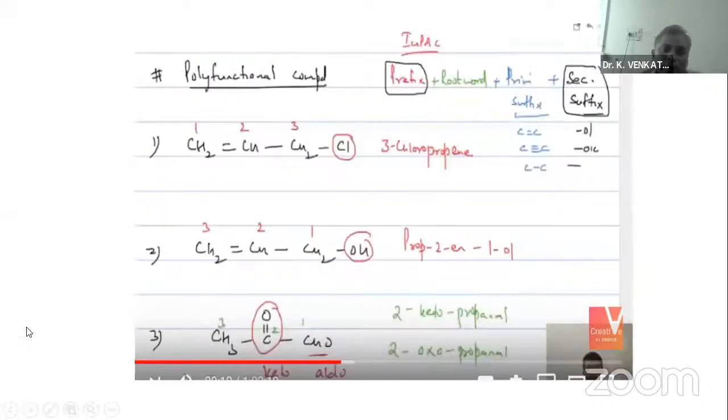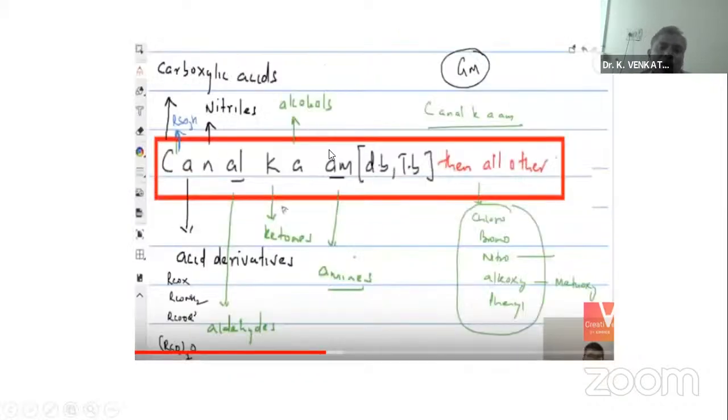So now we can name it: 2-keto propanal, or 2-oxopropanal, is also correct. Aldehyde means -al, OH means -ol. So 2-keto propanal or 2-oxopropanal is the correct answer. In case a polyfunctional group is present, we can use these rules. So these are the points.